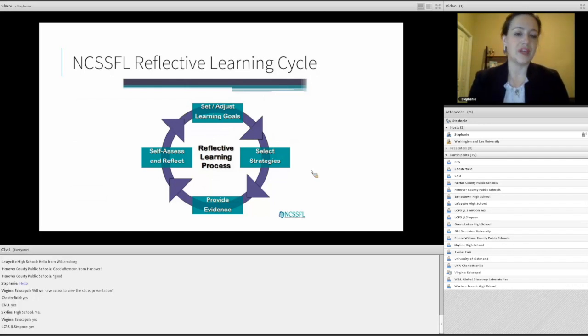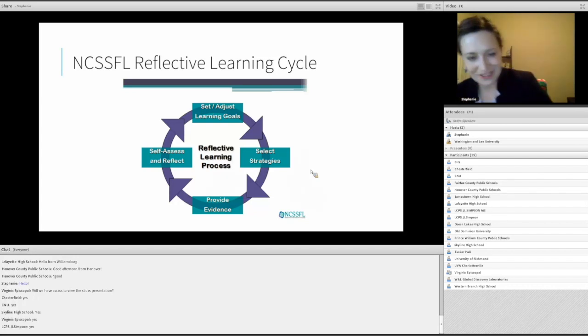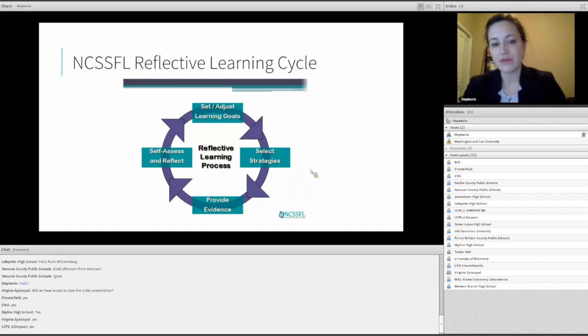To start everything off, I'd like to start with this reflective learning cycle. If we're just starting at the top, which is a logical place to start, when we use language portfolios, we really have to talk about setting and adjusting learning goals. As world language educators, we are lucky because we have these ready-made can-do statements that serve as examples that we can tailor to our own classroom context, released by NCSSFL and ACTFL. The most recent ones were released in 2017, so we're working with really fresh material.